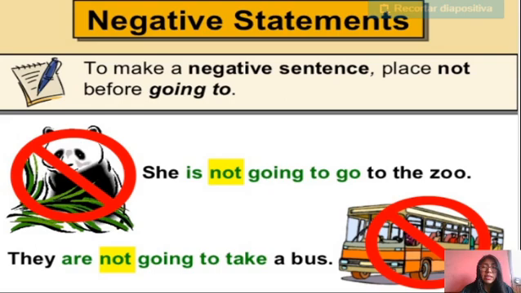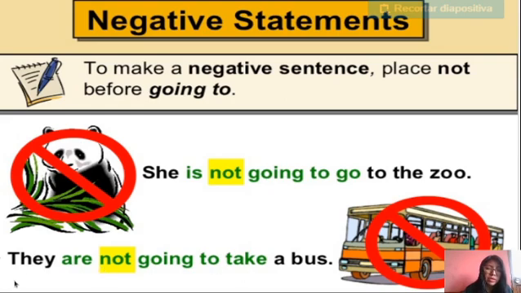Negative statements have the same structure of an affirmative sentence, but the only thing is that you are going to add the word not before going to. Okay, that is the place in which you are going to put the word not. She is not, or she isn't, going to go to the zoo. In that case, they are not going to take a bus, or the contraction, they aren't going to take a bus. That is the same.